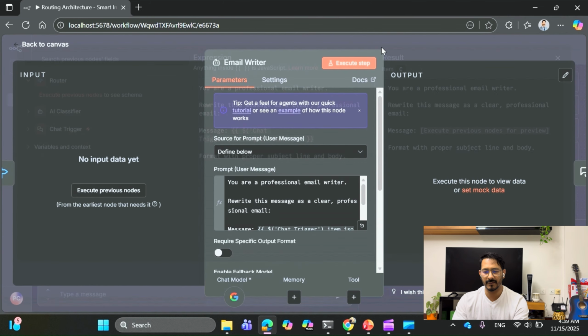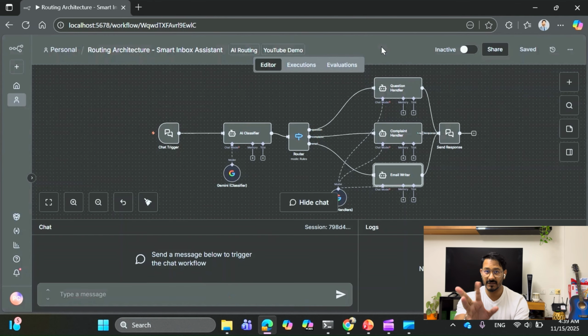So there are three specialist LLMs. One understands questions, one handles customers and complaints, and the other handles email. And then there is an output that goes in. Here the most important part is the router, because the router has to understand the question or intent of the user input and then route it accordingly.